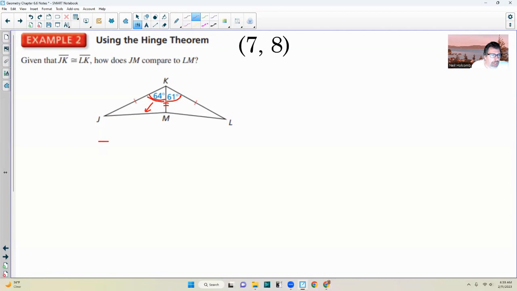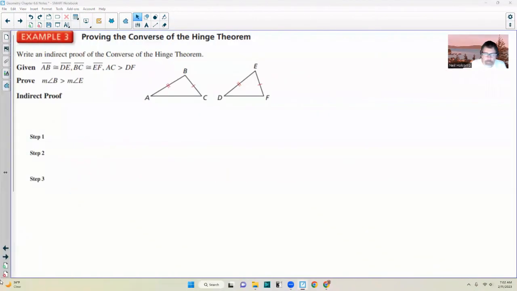So I could say the length of JM is greater than the length of LM. Okay, and that's it. The sides opposite are going to be greater when the angle's greater. Now I should be able to do problem number 7.